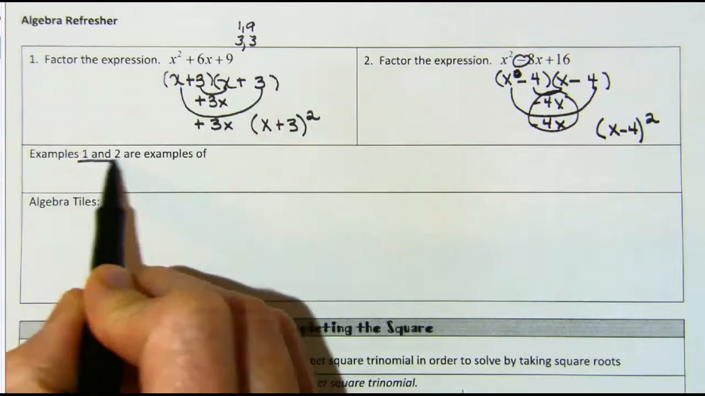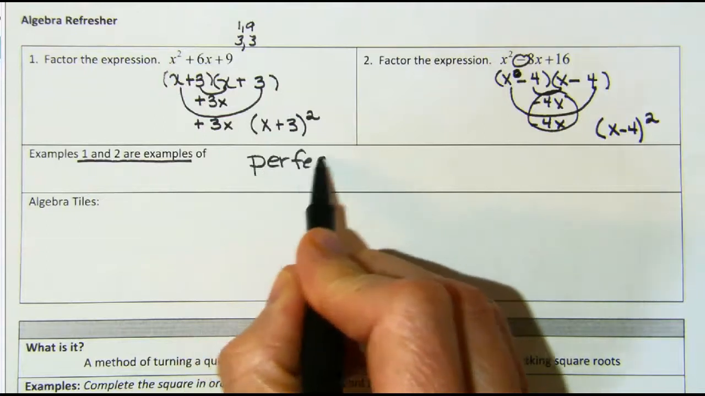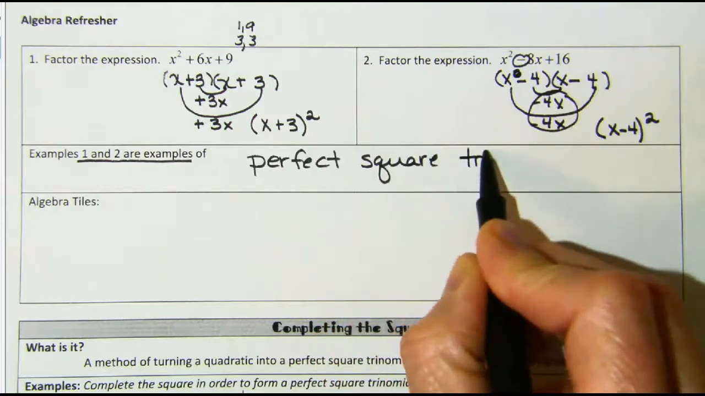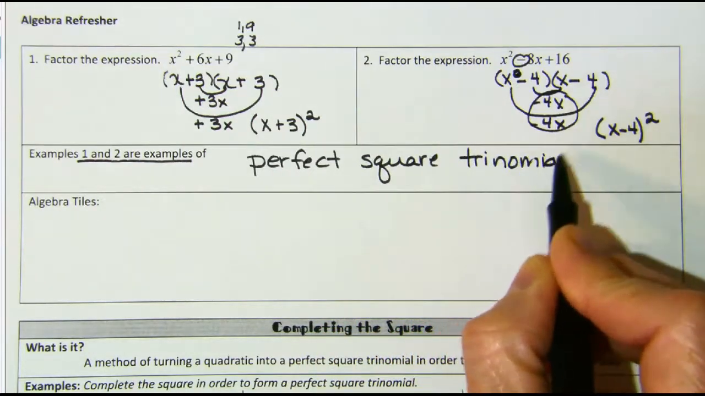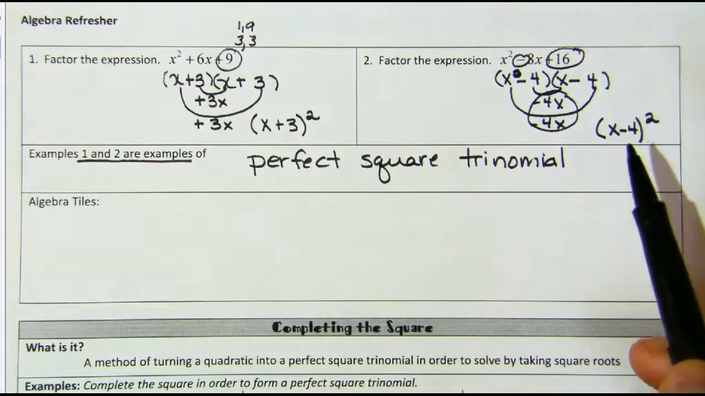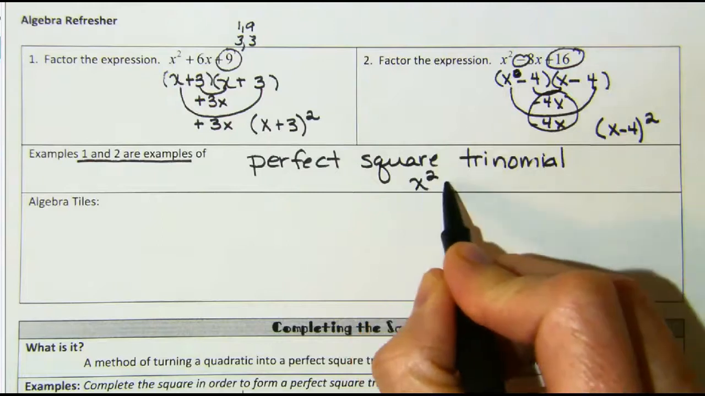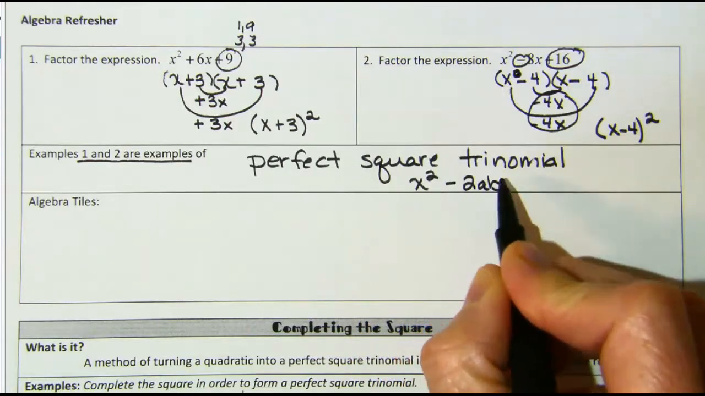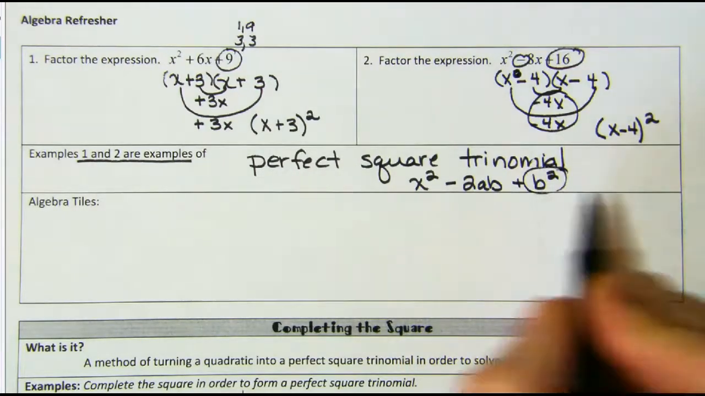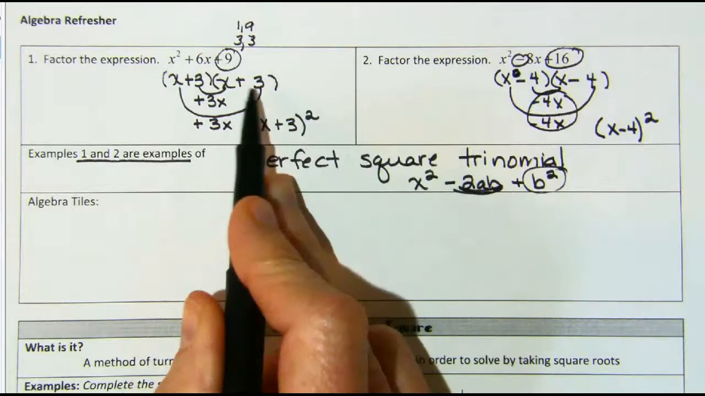So examples 1 and 2, okay, are examples of a perfect square trinomial. A perfect square trinomial. So how do you know that? 9 is a perfect square and 16 is a perfect square, and it follows this pattern. It is x squared minus 2ab, okay, plus b squared, okay. So this is a perfect square, and the middle is double of the 4 or double of the 3.